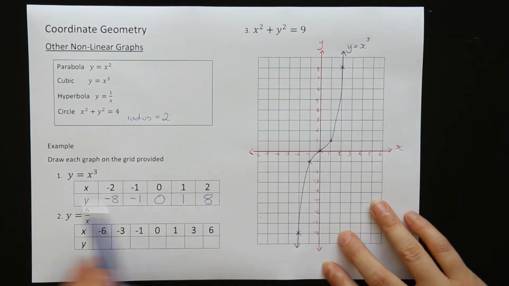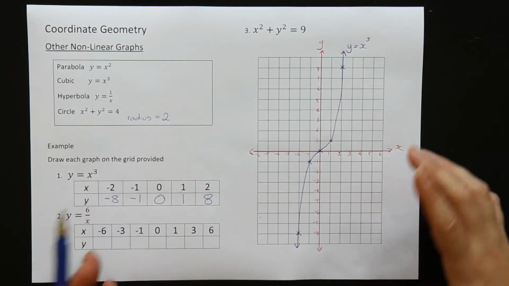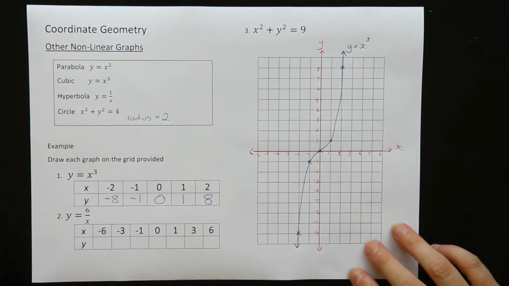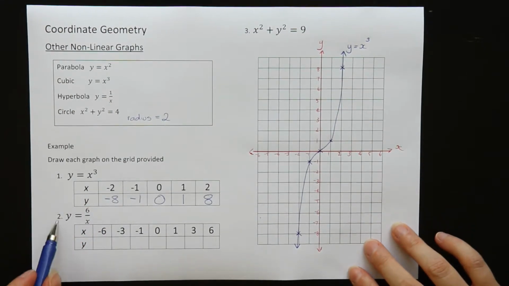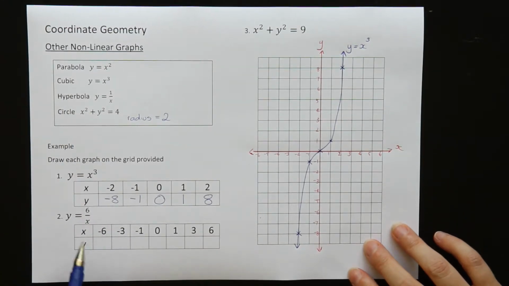Now you could put numbers in front of the x cubed. That will just make it steeper or fatter depending on what the number is. All right, let's look at the next graph. y is equal to 6 over x. With the x on the bottom, that means it's going to be our hyperbola. Let's fill in our table.